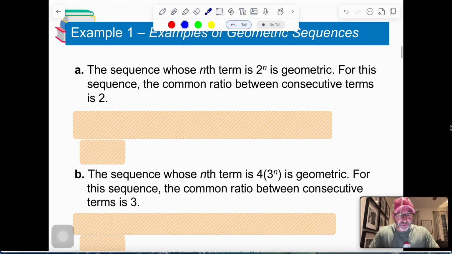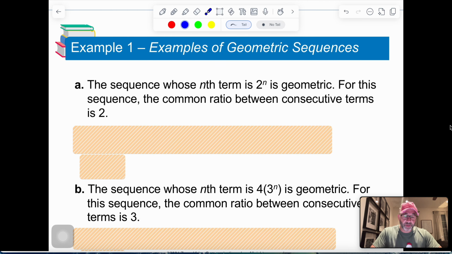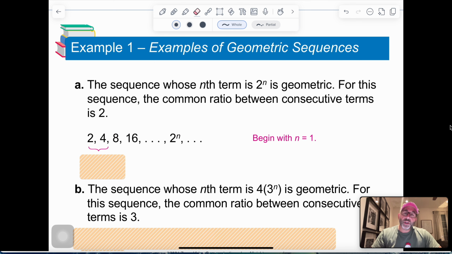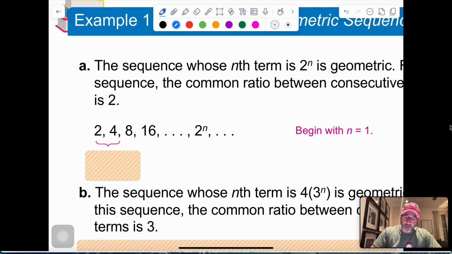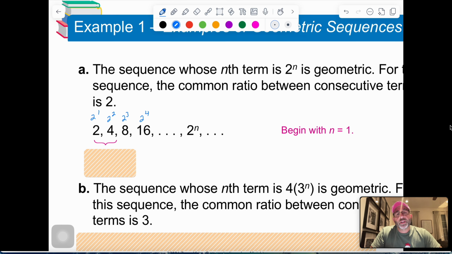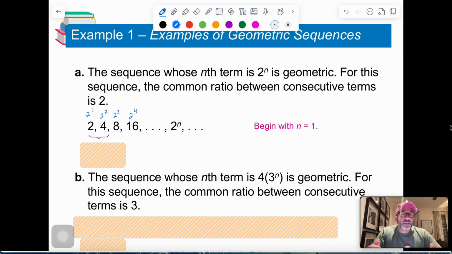So let's look at some examples of geometric sequences. The sequence whose nth term is 2 to the n is geometric. Why? Well, here's why. If I put in 2 to the first power, 2 to the second power, 2 to the third power, 2 to the fourth power, we can see that there's a change taking place that is multiplying by 2.